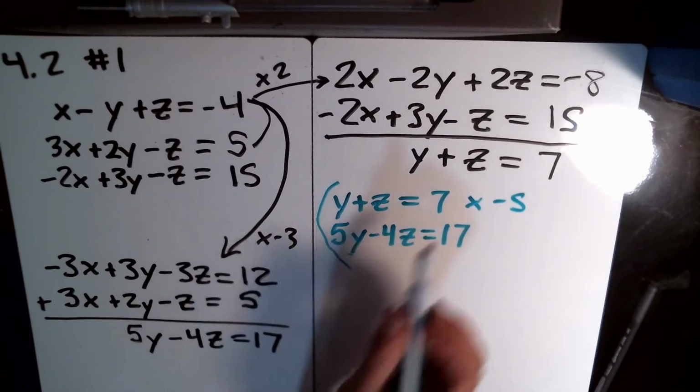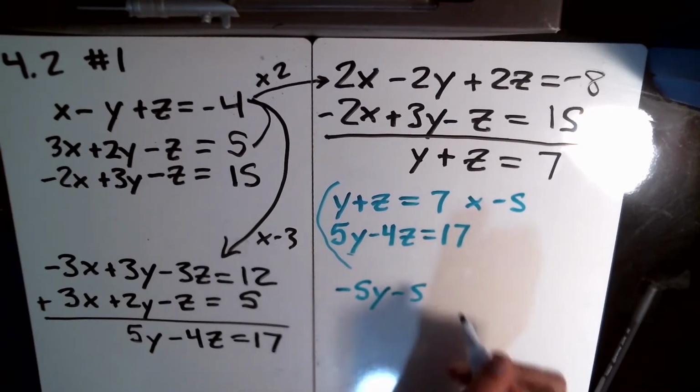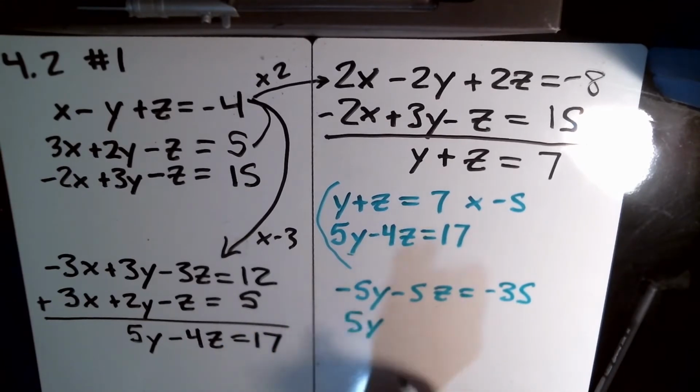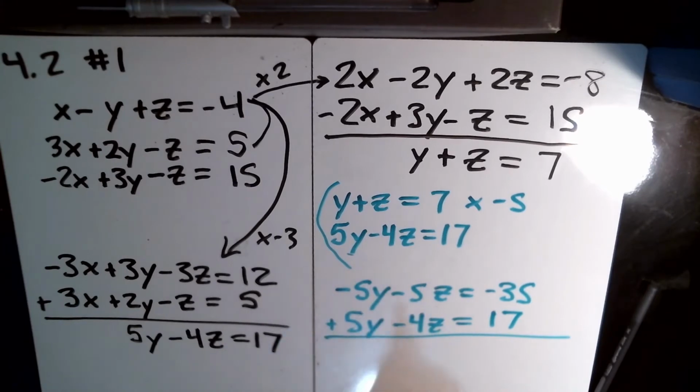Times by -5 through the whole thing, that top equation. So we get -5y minus 5z is -35. And so we get 5y minus 4z is 17. So we're going to add those two together. And we get the y's cancel. We get -9z is -18. And so then I just divide by -9 on both sides, and we get z is 2. Okay.